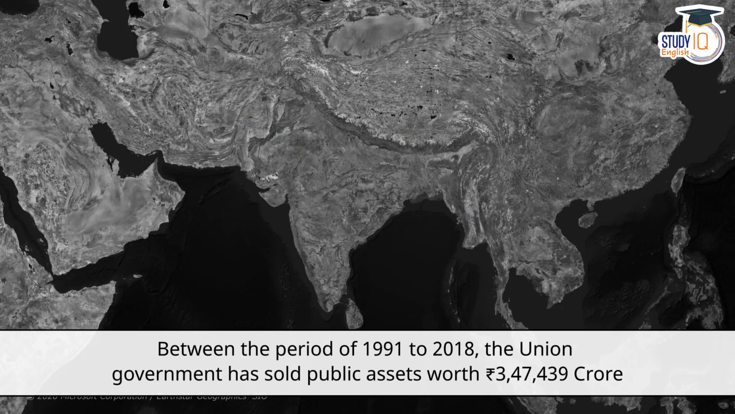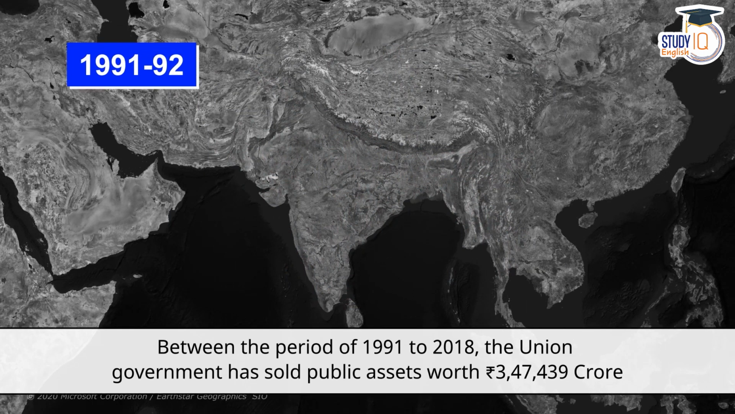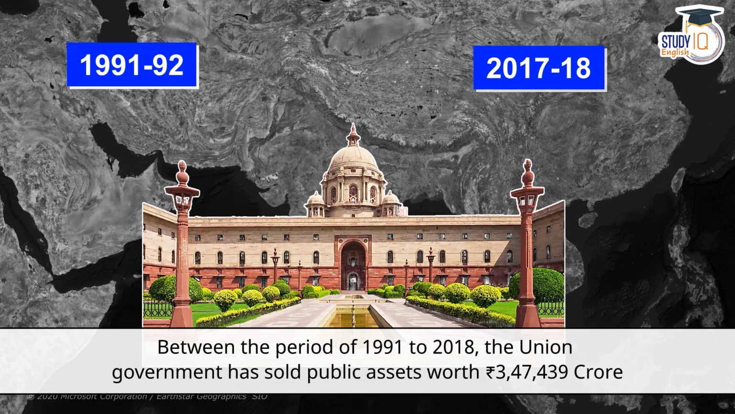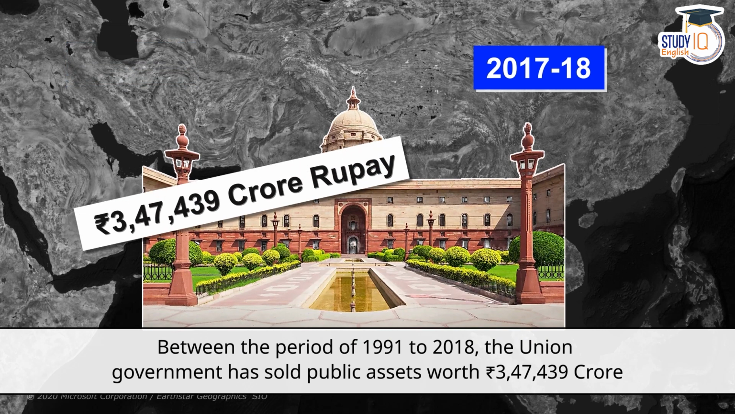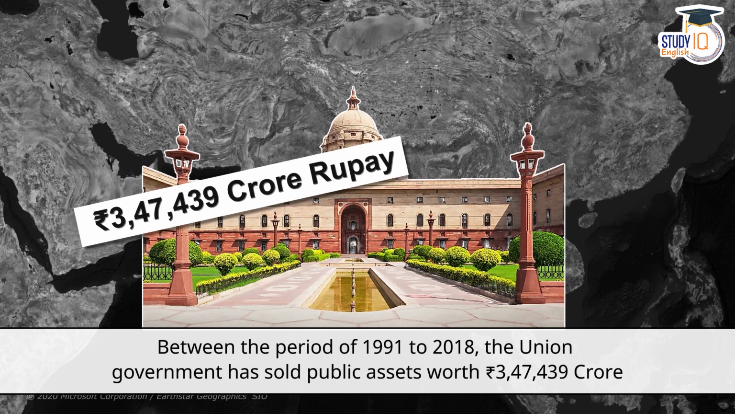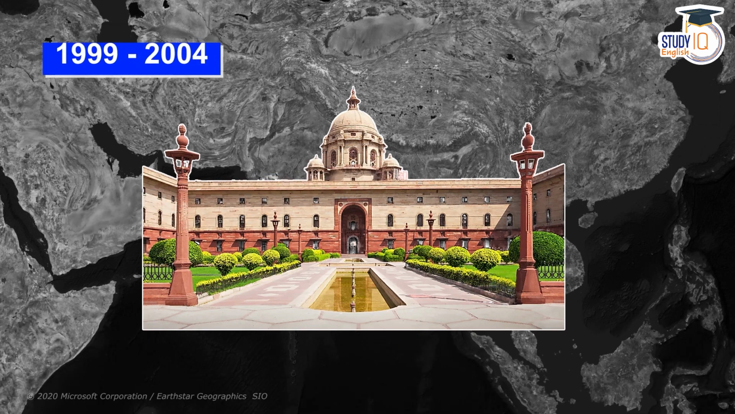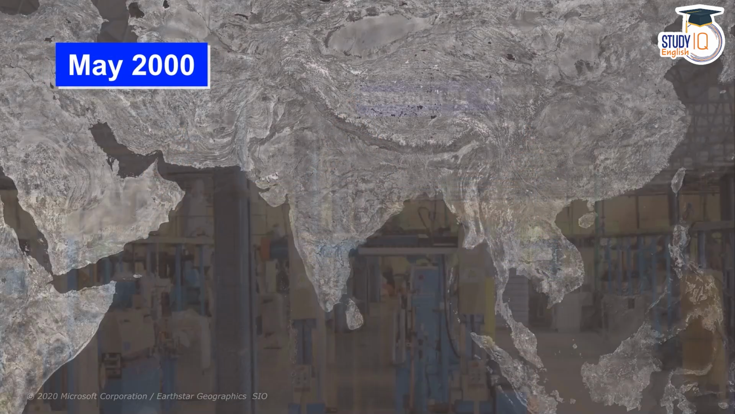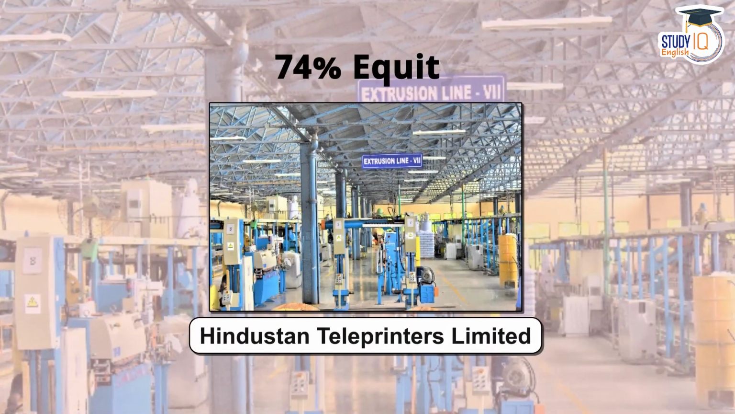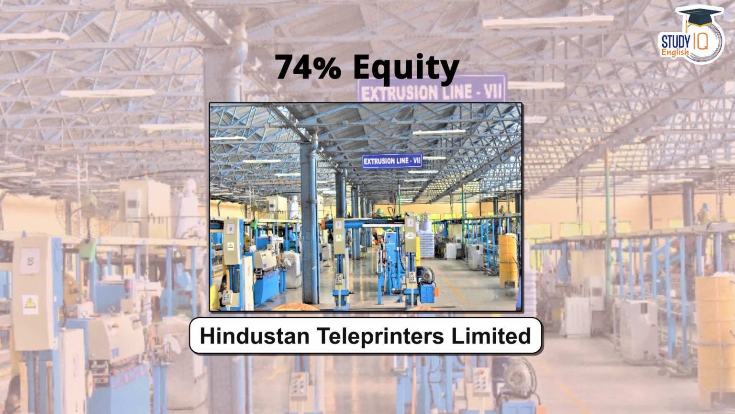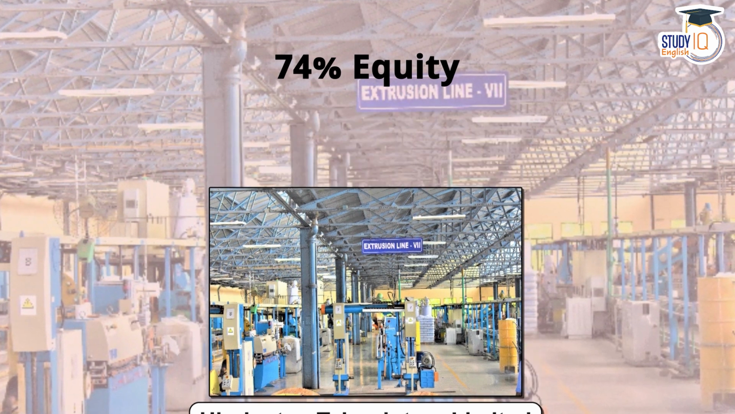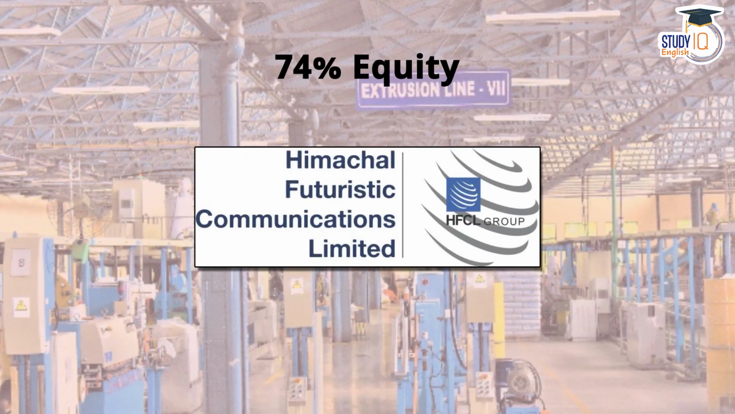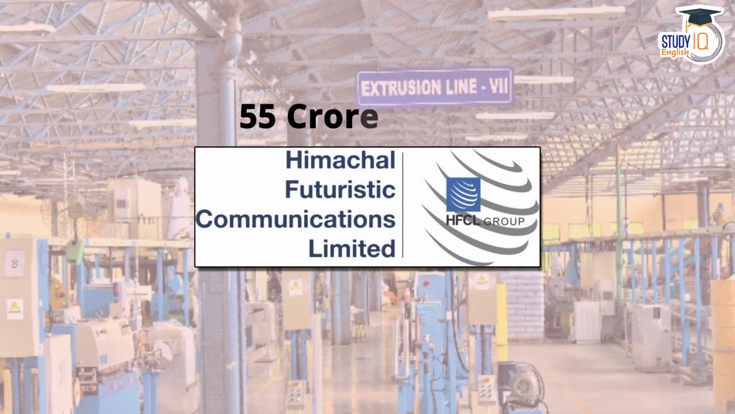Reports suggested that in the financial years 1991-92 to 2017-18, the Indian government sold up to 3,47,439 crore rupees of assets. The government carried out major disinvestment between 1999 and 2004. For example, in May 2000, the government sold 74% equity shares of Hindustan Teleprinters Limited, also known as HTL, to Himachal Futuristics Communications Limited (HFCL) for only 55 crore rupees.